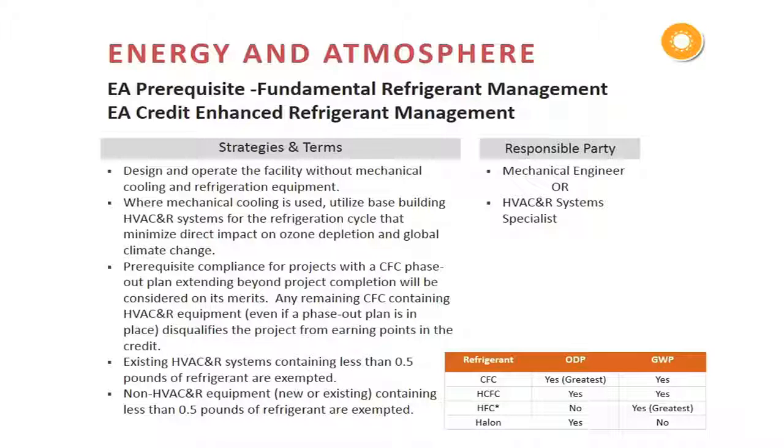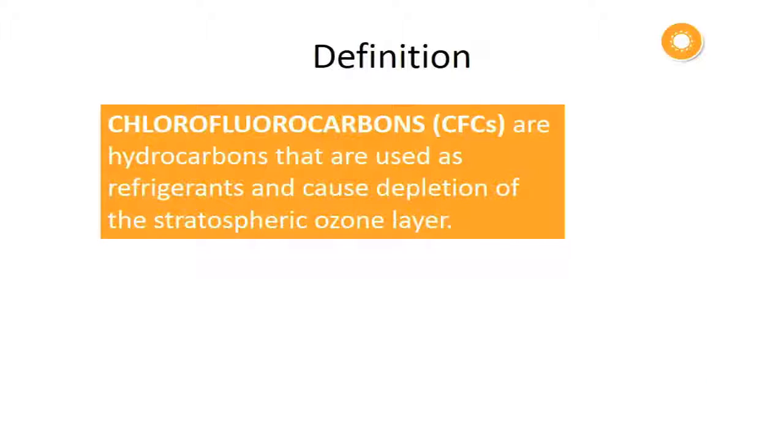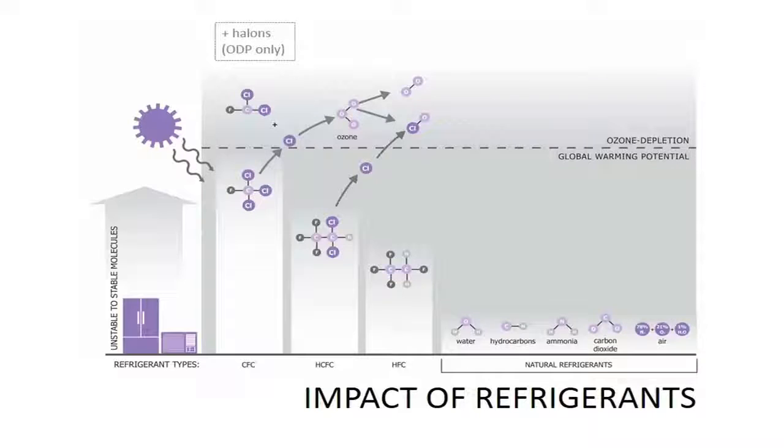So we have CFCs, HCFCs, and HFC. Now, we also represent halons here because there's some requirements around the fire protection systems that require no halons. But we list these three primary types of man-made refrigerants here. So here we look at our first definition of this credit, chlorofluorocarbons. These are hydrocarbons that are used as refrigerants and cause depletion of the stratospheric ozone layer. So here we illustrate the man-made and natural refrigerants and their relationship to ozone depletion and global warming.